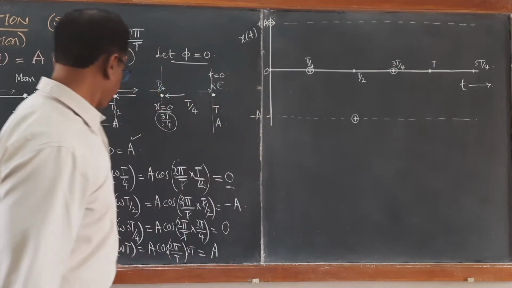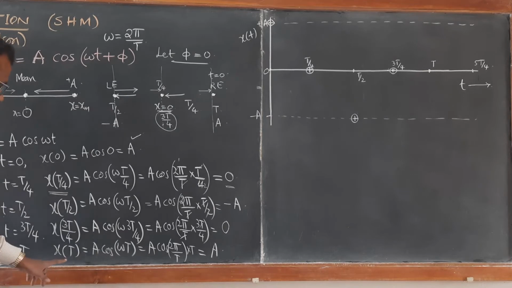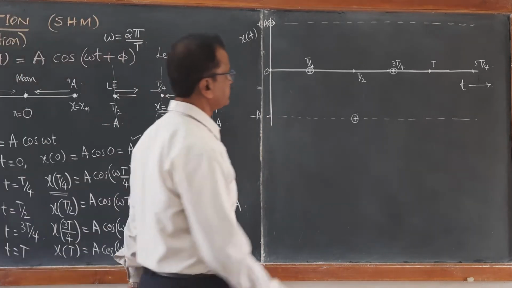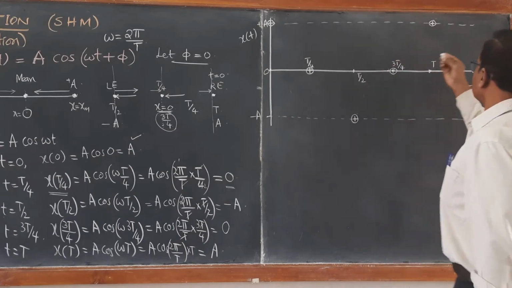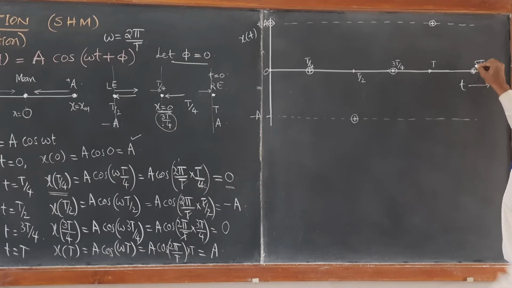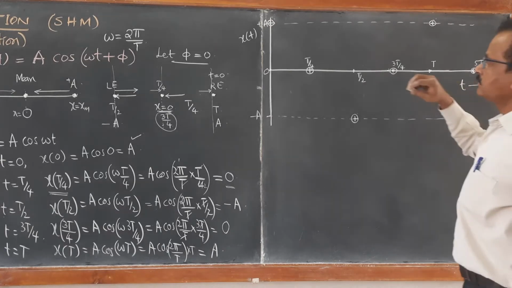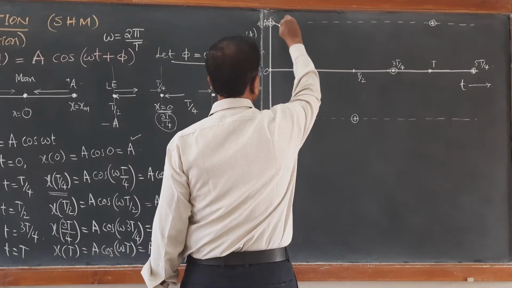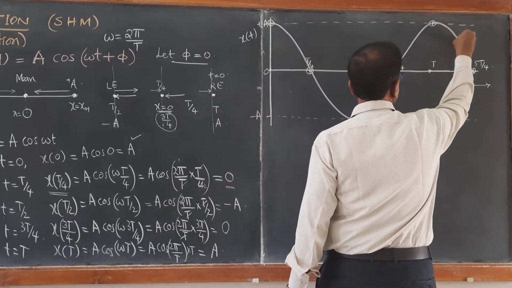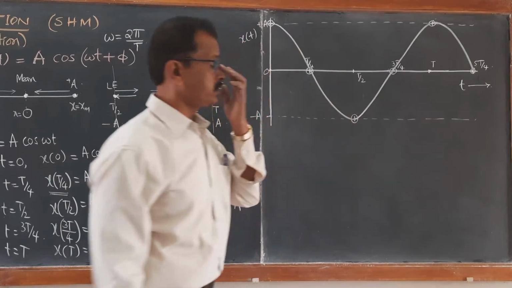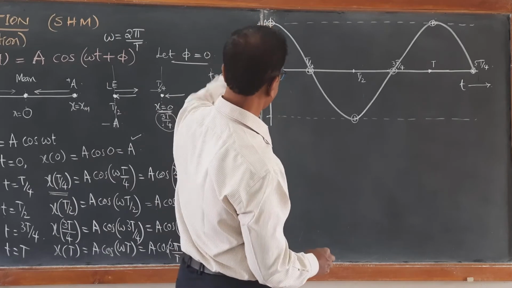And then at time t equal to capital T, x(t) becomes plus A again. So like this if you continue, again at 5T/4, if you substitute in that equation, you will get 0. So we get these points and we can draw the graph. It's going to be a smooth curve, which is a cosine curve. You must have learned in mathematics. It is a cosine curve, which is varying between plus A and minus A.